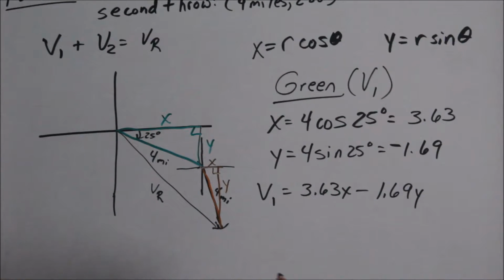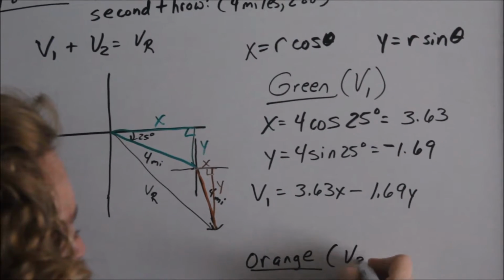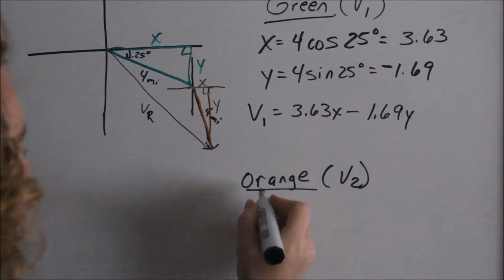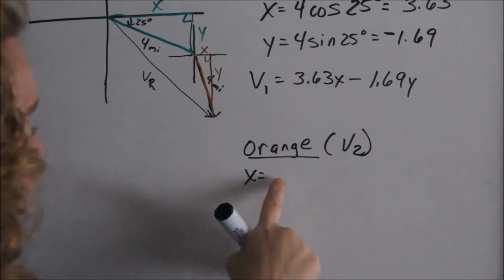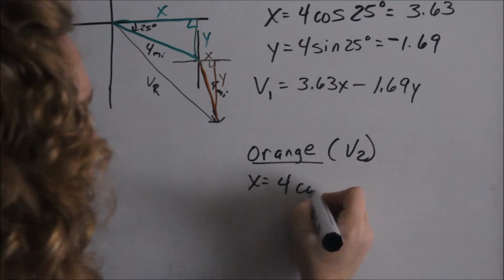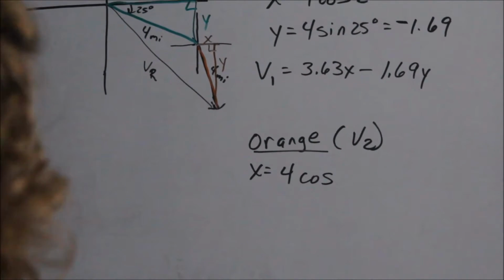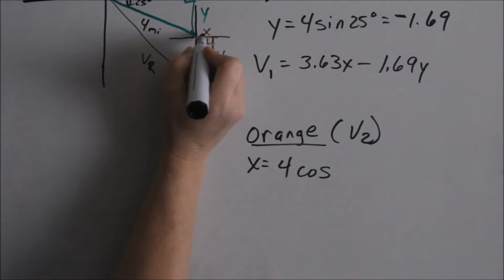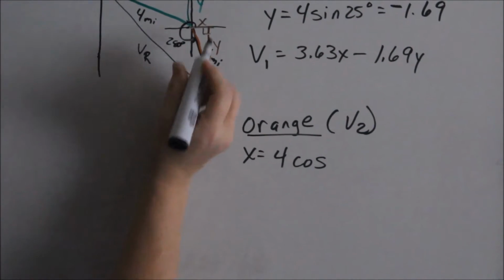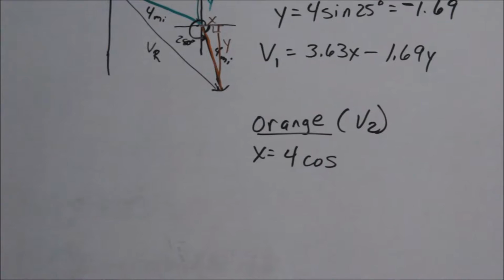Now we need to do the same thing with the orange triangle, which was vector 2. So my x value is the length of my hypotenuse, r, which was 4 miles in my case, times cosine of my angle. Starting at 0 and going all the way around here was 280 degrees. Or I can look at the reference angle, which was 360 minus 280, which would be 80 degrees.